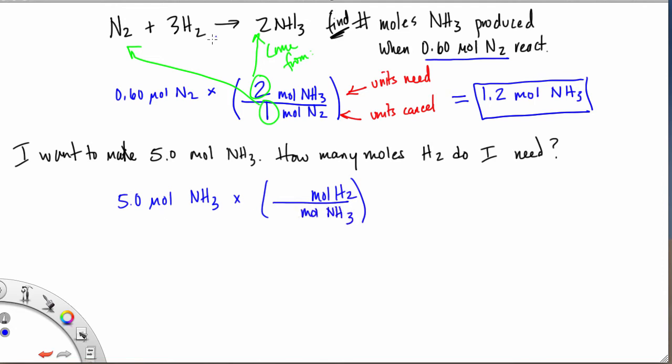I look at my balanced chemical equation up here. I have 3 moles of hydrogen for 2 moles of ammonia. So my ratio is 3 to 2. My problem is set up. So I have 5 times 3 divided by 2, which is 7.5 moles of hydrogen.